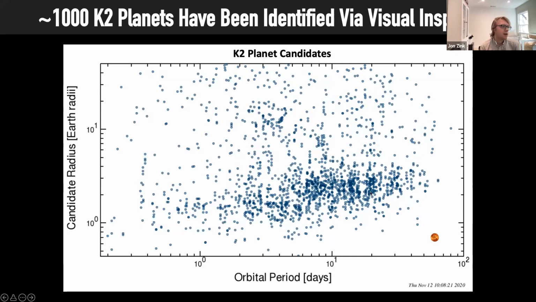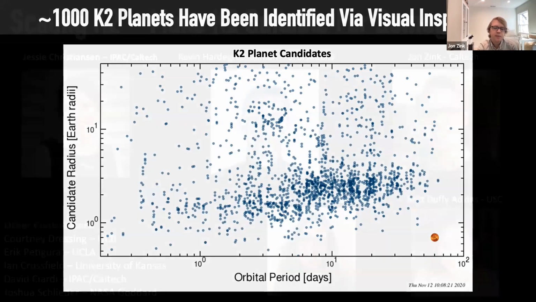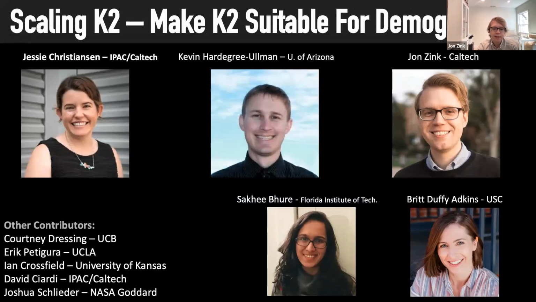So all that said, we talked about K2. It seems like at this point, visual inspection was the way to go. But if we really want to do demographics, we have to take this to the next step. And that's where the Scaling K2 team came in. This team is made up of a bunch of great scientists, really headed up by Jesse Christensen, Kevin Hardegree-Ullman, and myself. We're really trying to develop K2 into a demographic mission and carry out some really exciting science with that.